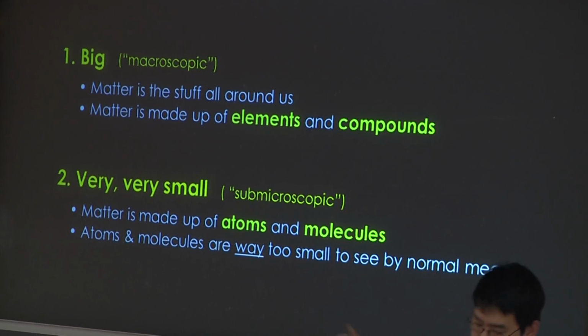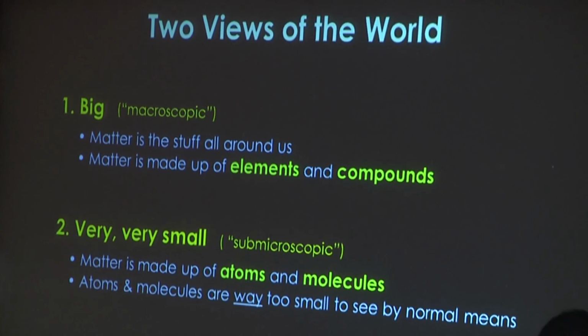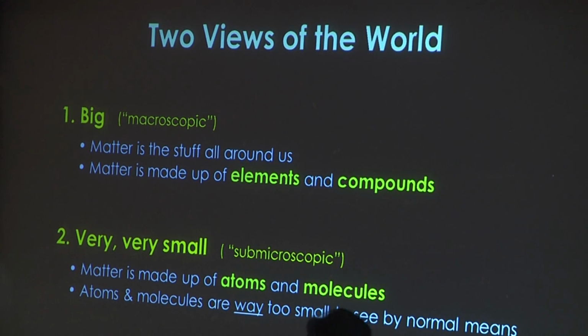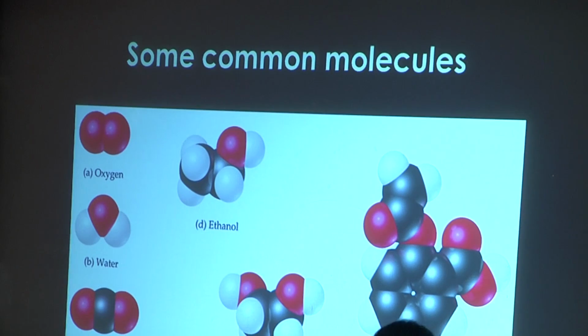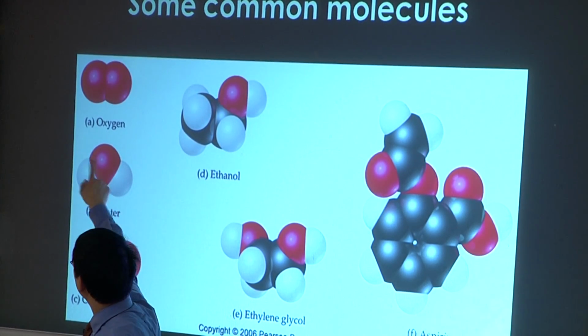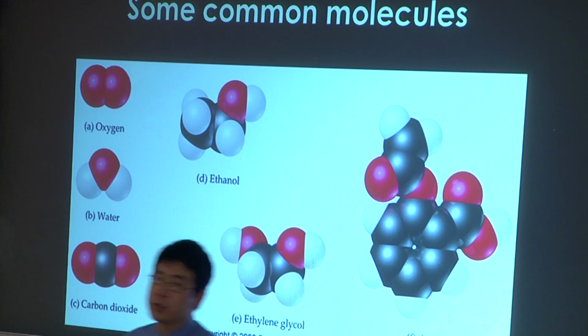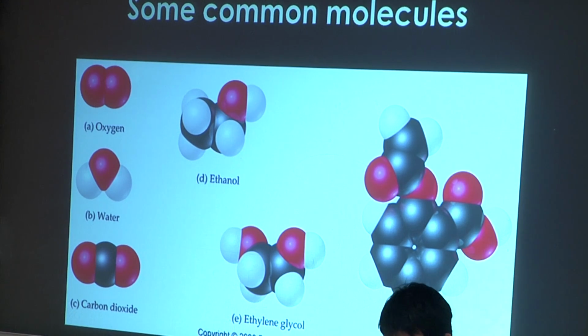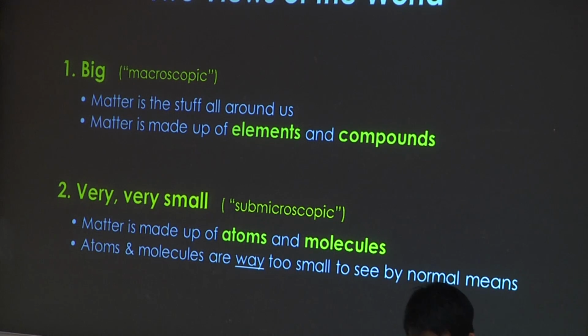Okay, so we saw this last time, right? Two views of the world, the big and the very, very small. The big we think about like water like this. Macroscopic water is something that's liquid and clear and you drink. The very, very small water is something like this. It's a molecule that's made up of one oxygen atom and two hydrogen atoms. Same water, different ways of looking at it, different ways of thinking about it.